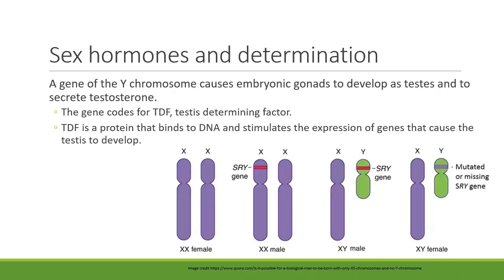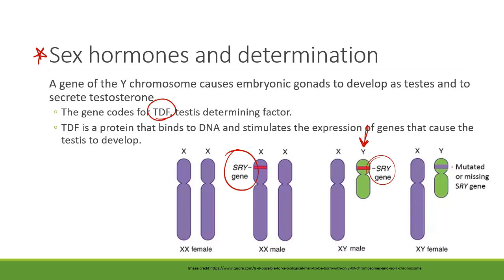So let's talk about how we get testosterone or not. So sex hormones, testosterone is involved in the determination of if you grow ovaries or testicles. So there is a gene on the Y chromosome. That gene is called the SRY gene. The SRY gene, which is usually on a Y chromosome, is going to code for this protein called testes determining factor. So the SRY gene is going to make TDF, testes determining factor.